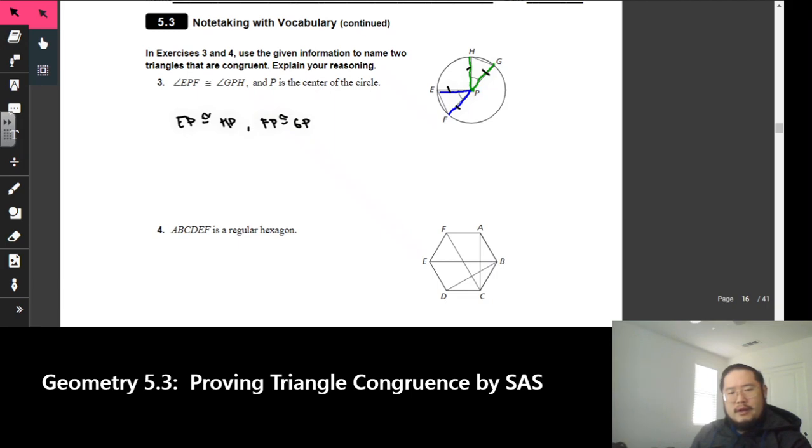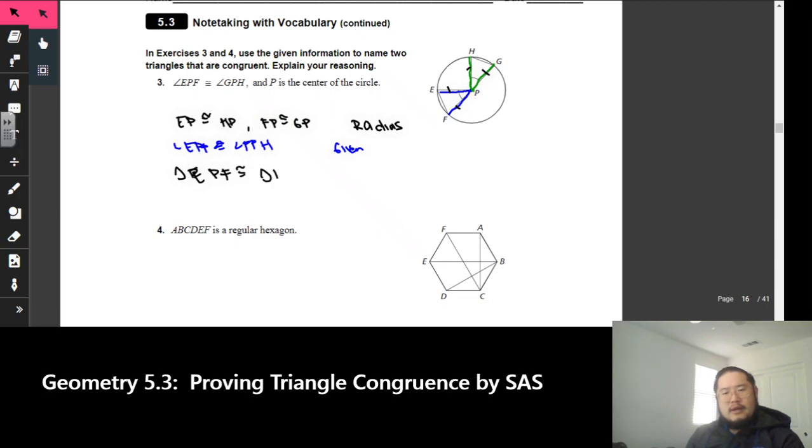Right? All of these, the reason why they're congruent is because we have a property of a radius, or definition of a radius. We go ahead and say that. We have 2 angles that are congruent. I know that right here, angle EPF is congruent to angle GPH, and that right there is given. So then we can go ahead and say that triangle EPF is congruent to triangle HPG, and we can put right here, side angle side.